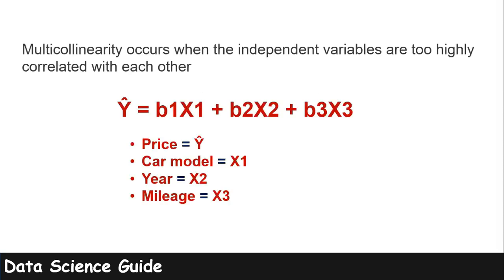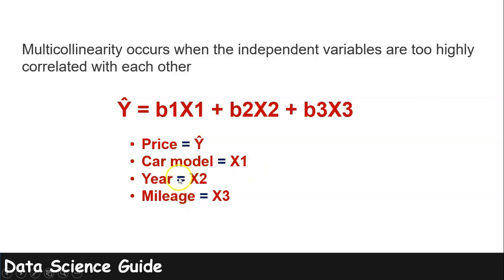The next assumption is no or little multicollinearity. Multicollinearity occurs when the independent variables are too highly correlated with each other. So let's take this example. We want to predict the price of a car, and we have three independent variables: the car model X1, year X2, mileage X3. The assumption here is that we should not have strong correlation or relationship between some of these independent variables, such as between the year and the mileage.